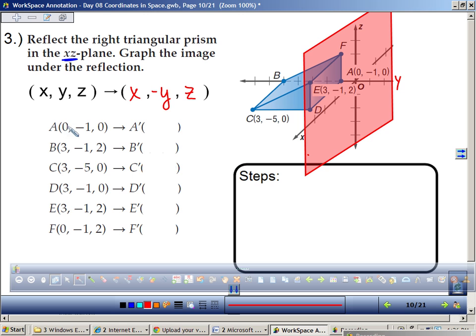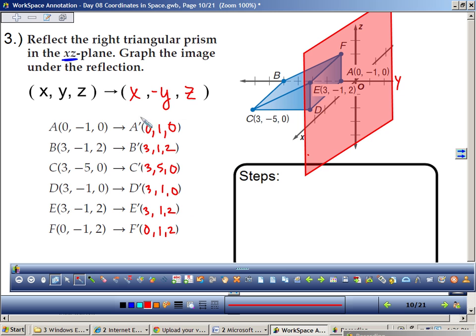So let's do that. Every single one of these is going to be the same. 0, comma, what's the middle one going to turn to? 1, 0. This one's going to be 3, comma, 1, 2. 3, comma, 0. 3, comma, 3, comma, 1, 2.